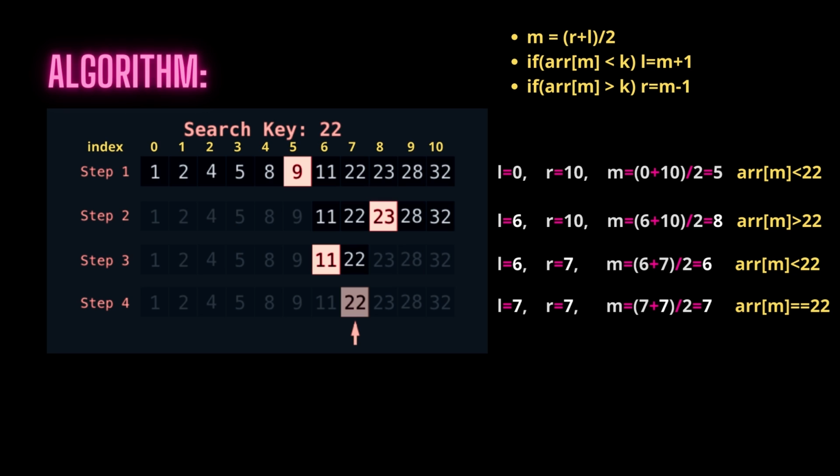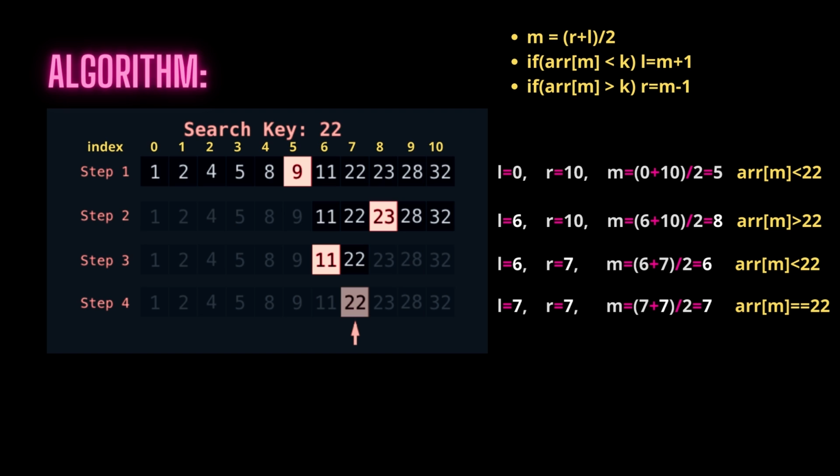Then we'll compare the value at index M with the search key. In step 1, the value is less than the search key. So we'll eliminate the elements on the left side of the middle element and call the function recursively on the right side elements of the middle element.